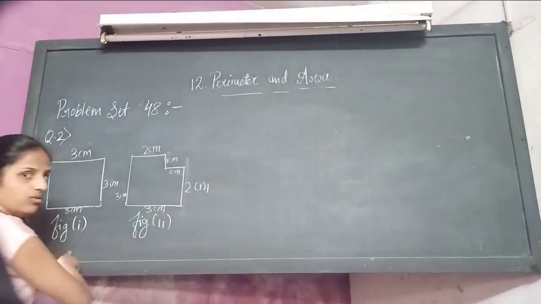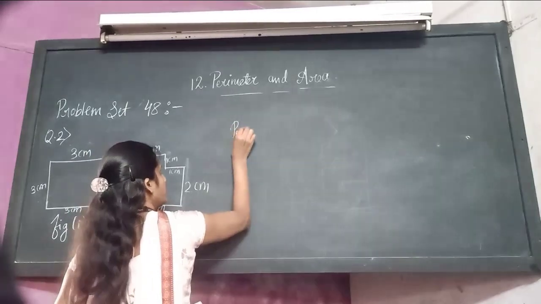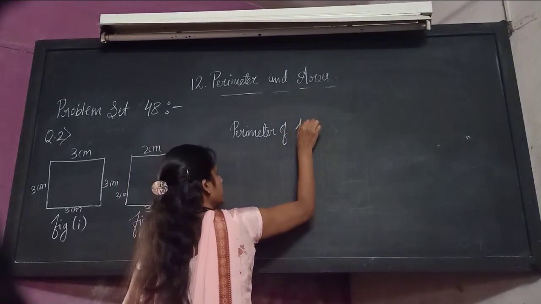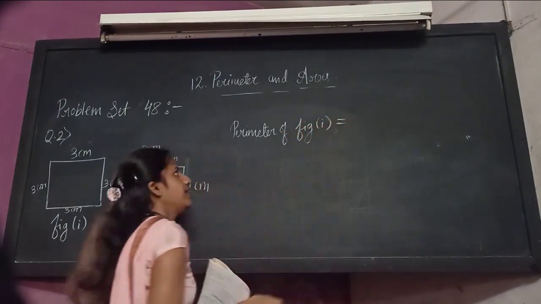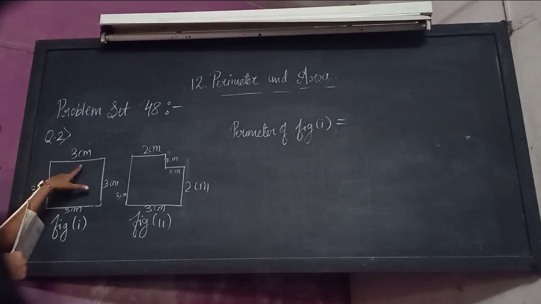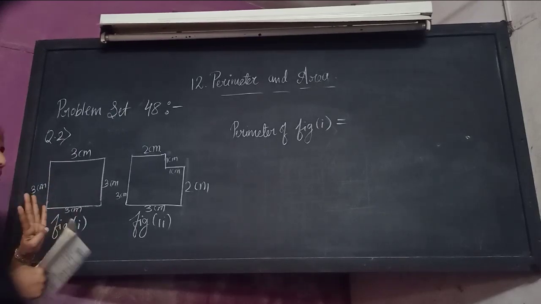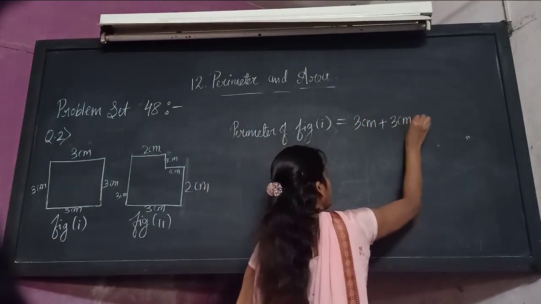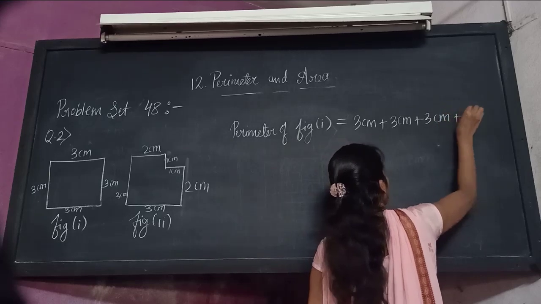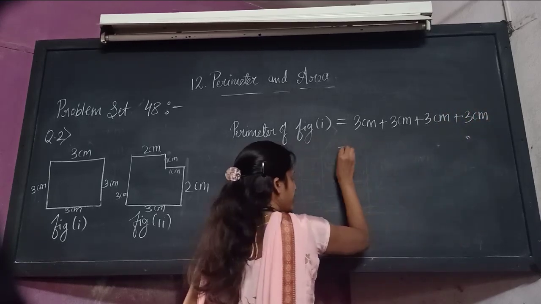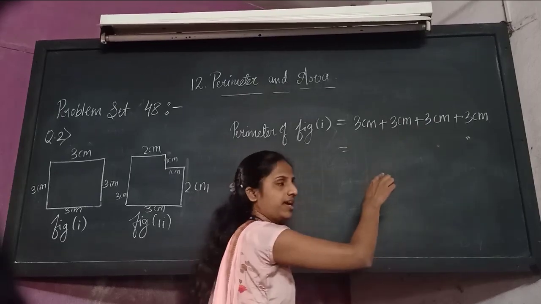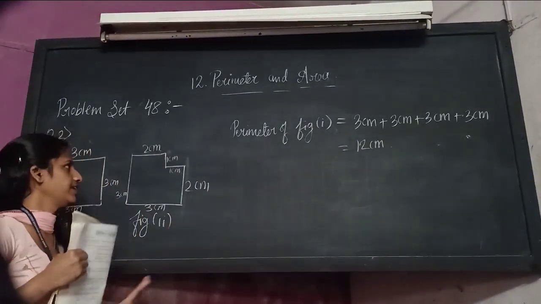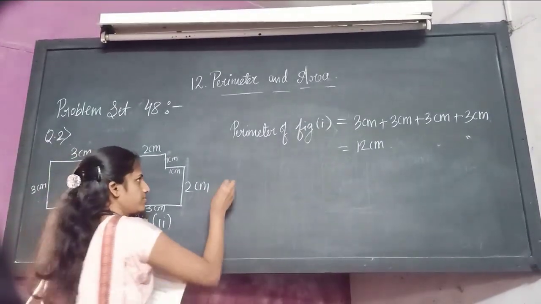So let's find out for figure 1. Perimeter of figure 1. Now let's add all the sides of this figure. Here 3 centimeter, 3 centimeter and 3. 4 times 3 centimeter. So let's write this. Okay, after adding what you will get, 3 plus 3, 6, 6 plus 3, 9, 9 plus 3 will be 12. The answer is 12 centimeter. So let's find out the perimeter for figure 2.